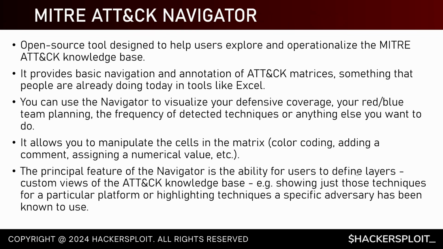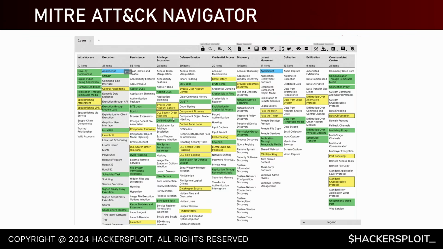The principal feature of the ATT&CK Navigator is the ability for users to define layers, which are essentially custom views of the attack knowledge base. For example, showing just those techniques for a particular platform, or highlighting techniques a specific adversary has been known to use. So this is what it looks like. You can see it allows you to pretty much play around with the attack framework, or the various matrices, and highlight and annotate different stuff that's important to you.